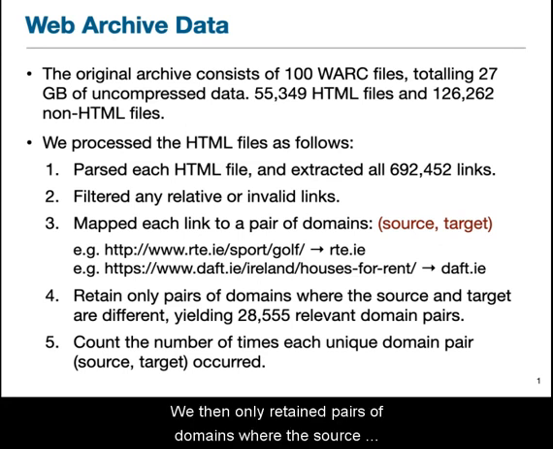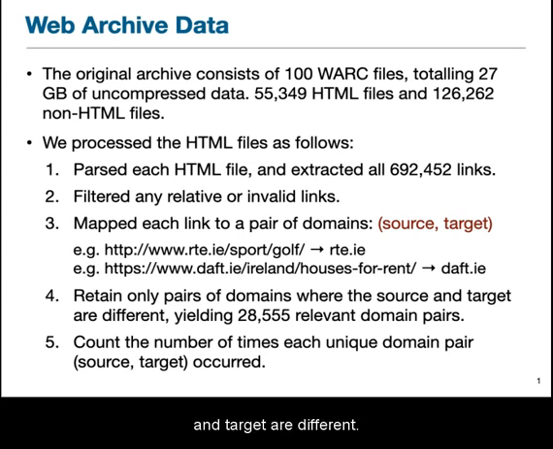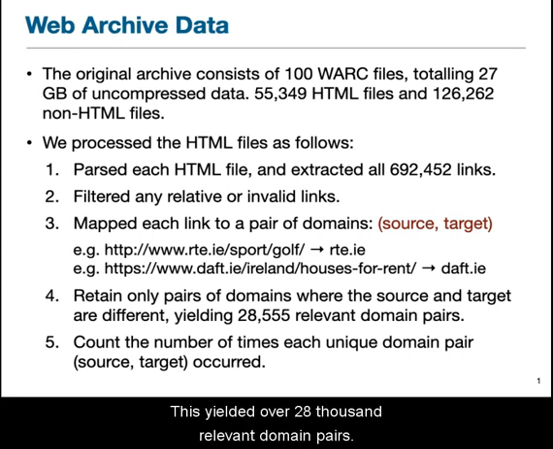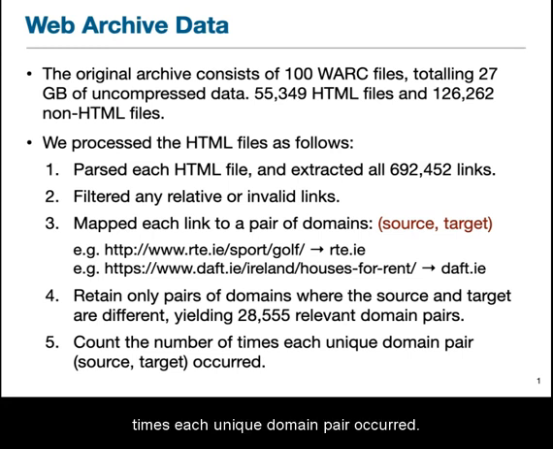We then only retain pairs of domains where the source and target are different. In other words, we filtered out internal links that pointed to the same domain. This yielded over 28,000 relevant domain pairs. Finally, we counted the number of times each unique domain pair occurred. This gave us a list of source target pairs along with the frequency count for each pair.